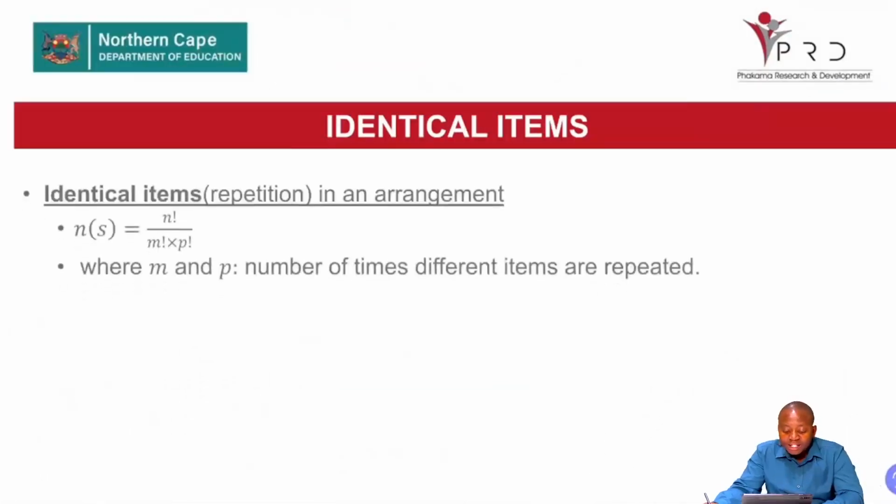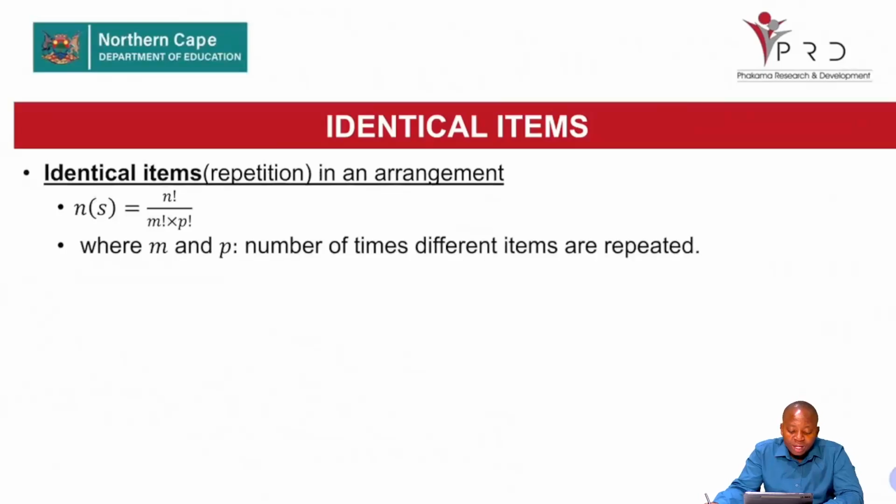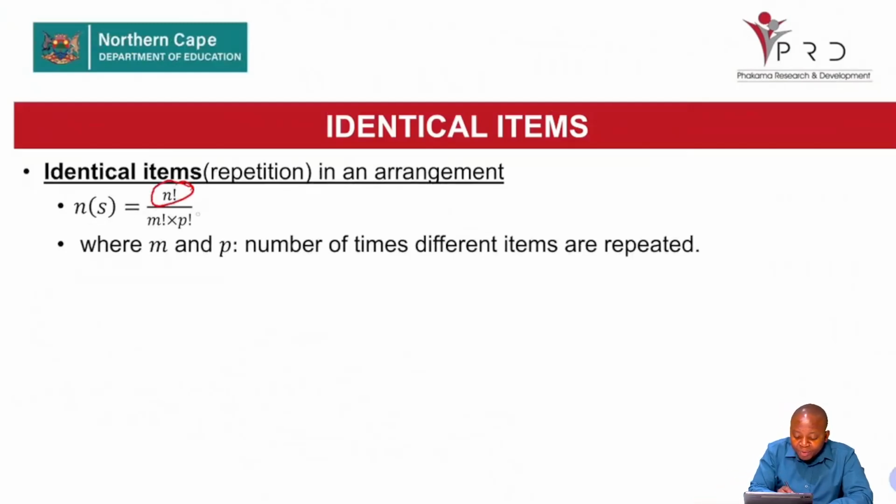Right. Identical items. What is identical items? Identical items, we're talking about the repetition of letters. So in a certain word, there are letters that are repeating themselves. We call them identical items because maybe E and E are repeating, so those letters are identical. So we have n factorial over those identical items. So where M and P are the number of different terms, items are repeated. So these are specific items in that case.